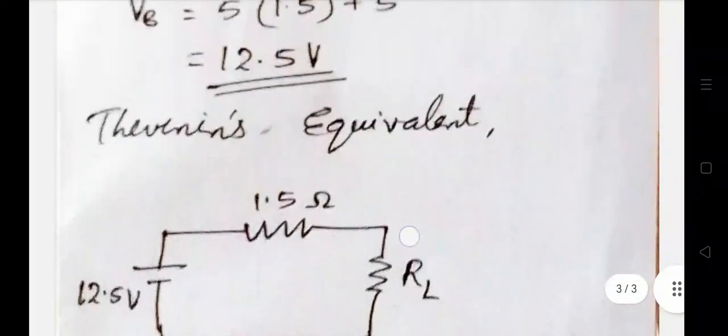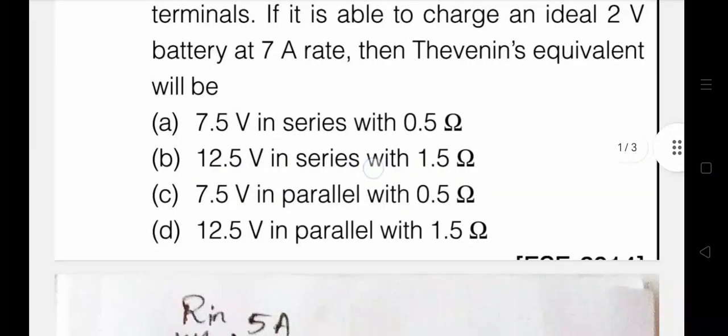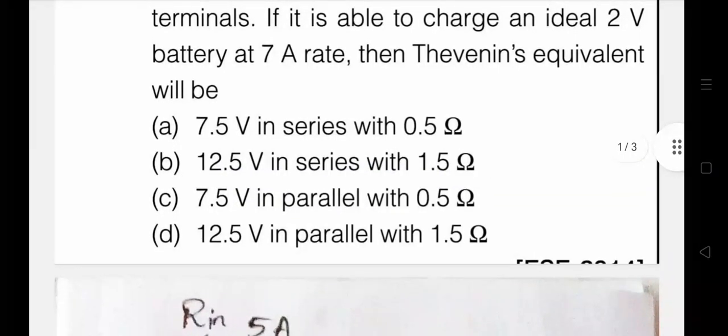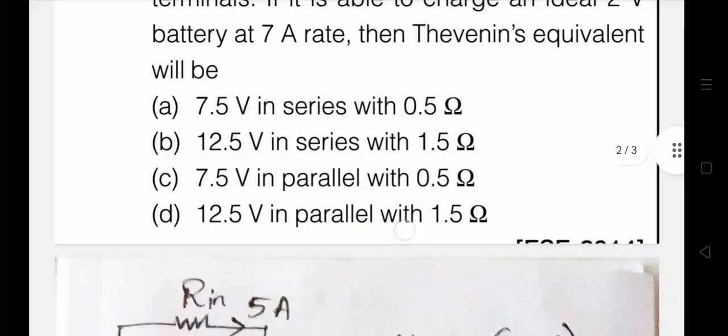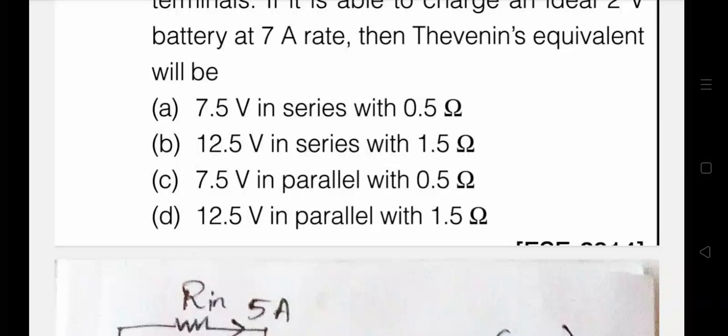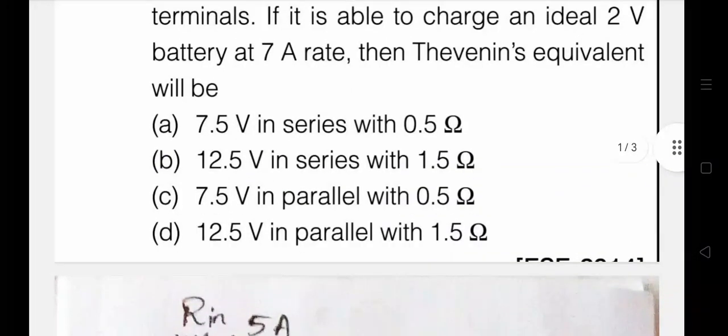From the options, we can find that option B is the right answer. In option B, it is written as 12.5 volt in series with 1.5 ohm. Option D also has the same values, but it is written as parallel. But in a Thevenin circuit, we know the connections are in series. So option B is the right answer.